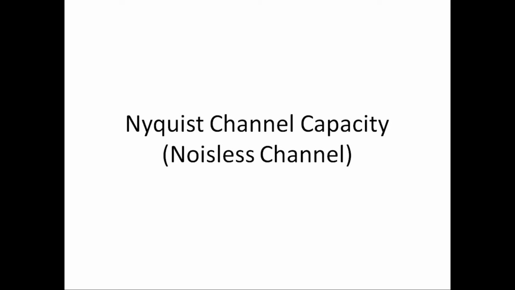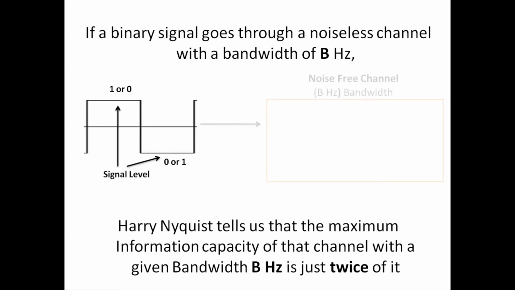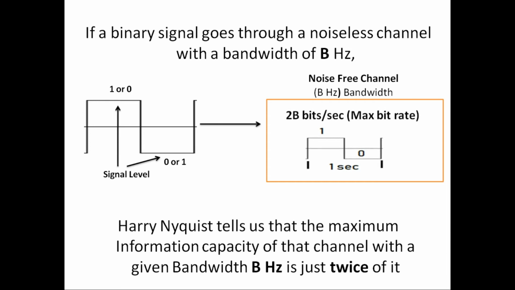Okay? Okay, so now let's discuss Nyquist channel capacity. So, dito naman, nagpo-focus tayo sa noiseless channel. Okay? So, sabi ni Harry Nyquist, if a binary signal goes through a noiseless channel with a bandwidth of B Hz. Okay? Sabi niya, the maximum information capacity of that channel with a given bandwidth B Hz is just twice of it. Okay, so ibig sabihin, if meron pumasok na binary signal, okay, sa isang noise-free channel with a bandwidth B Hz, yung maximum information capacity nitong channel na to is just twice. So, ibig sabihin, kung meron siyang bandwidth na B, ang maximum information capacity na kaya niya lang i-accommodate is 2B bits per second. Okay, so ito yung max bit rate niya.